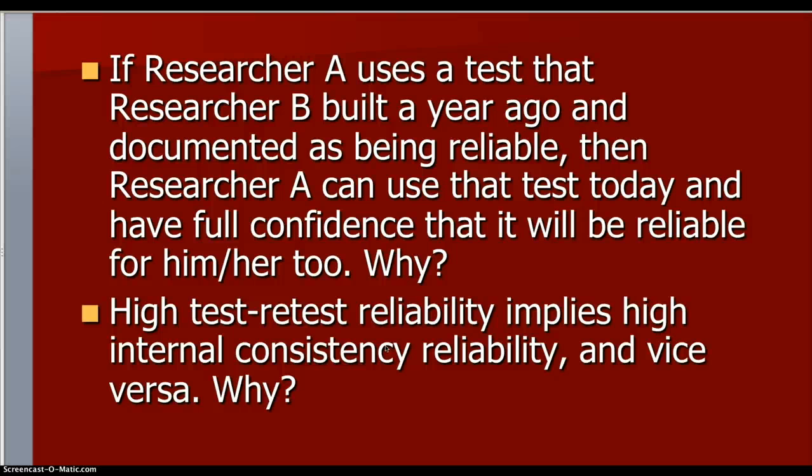So there's lots of different measures of reliability that we need to pay attention to. We need to look at internal consistency and test or retest reliability as well. The next video will focus on validity.